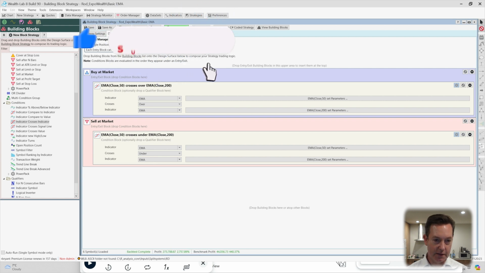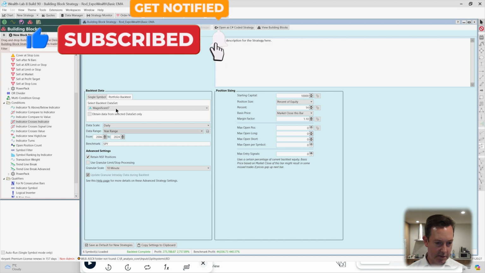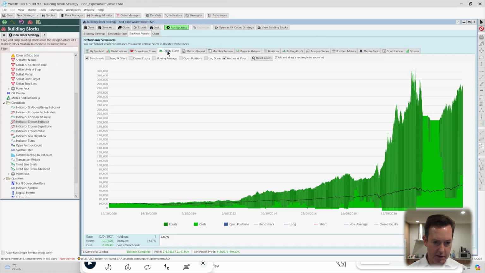Then run and see what happens. We'll just check we've got the Magnificent 7 chosen, we have, and have a look at the backtest results. And that's our equity curve. Of course it's very good because we know these stocks have gone up a lot. But the black line, that's the S&P 500, and we've totally thrashed that.